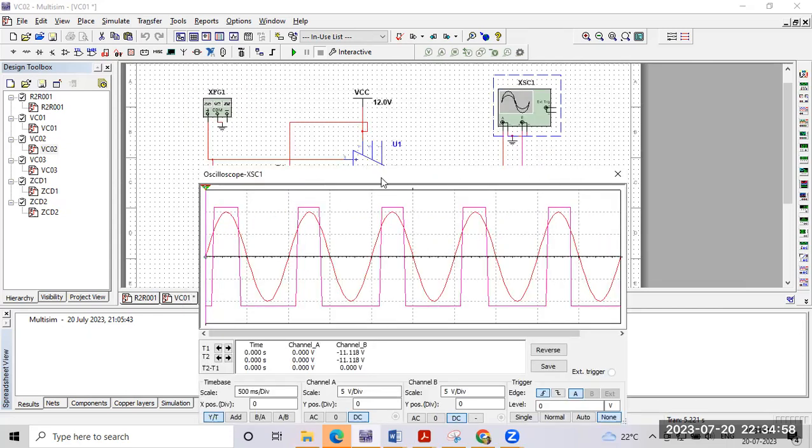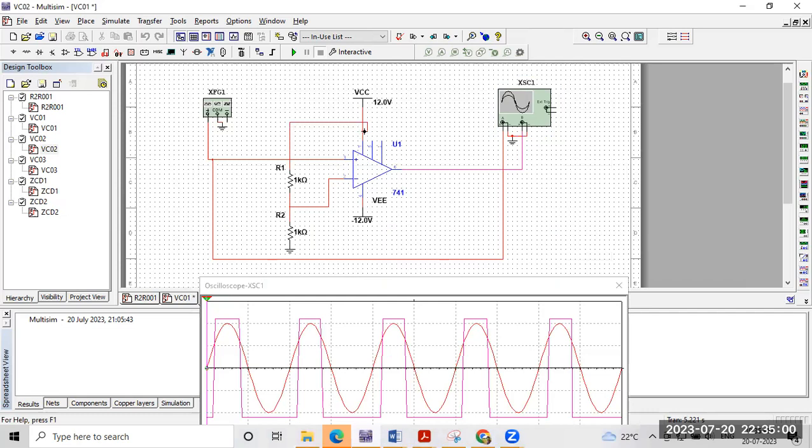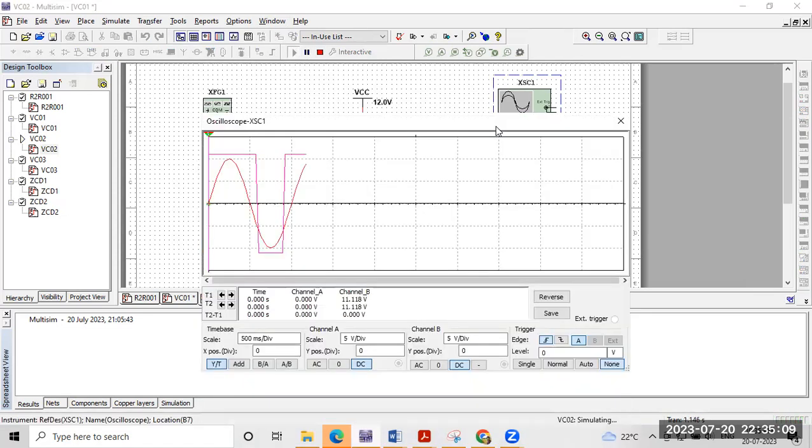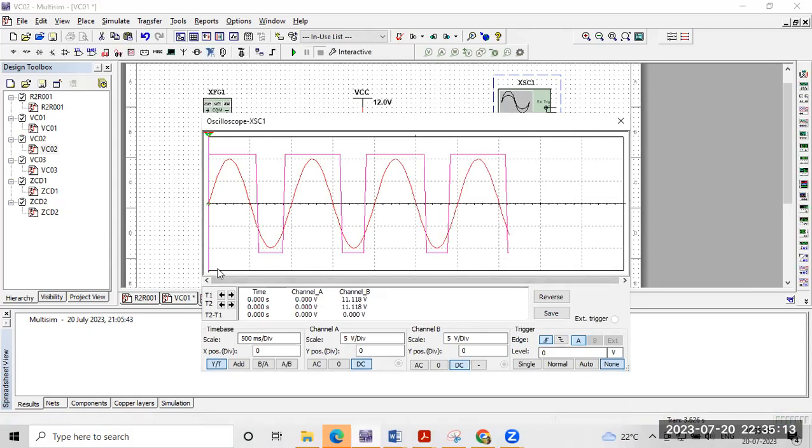How to make this a negative reference? Very simple. We need to connect this R1 to negative and then run. Okay, negative reference. Observe here, negative reference. Same. 6 volts, 5.3 is nothing but 6 volts. 6, 5.3, 6.2. Exactly.